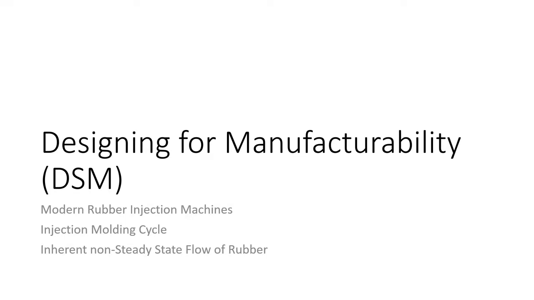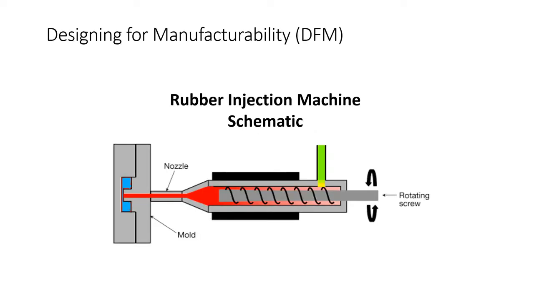So, designing for manufacturability. Let's start the first section, section 104. First, I need to let you know what a rubber injection machine schematic looks like. This is a scheme of a screw and barrel connected to a runner system with a mold. The mold is heated for rubber materials, and the screw and barrel is generally cool to warm.